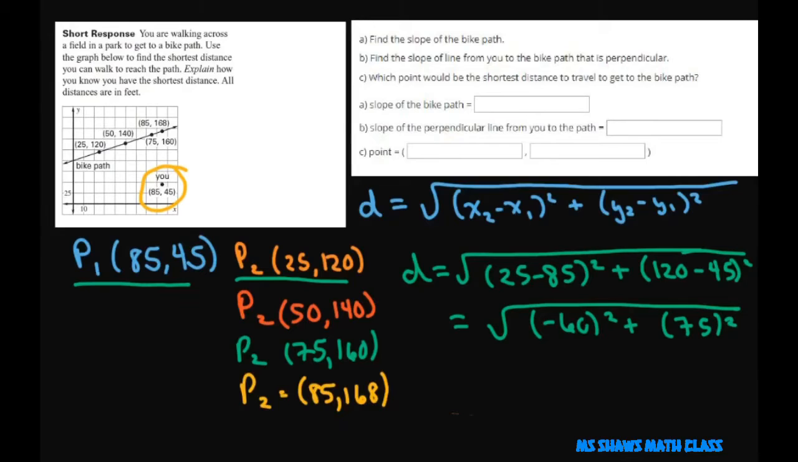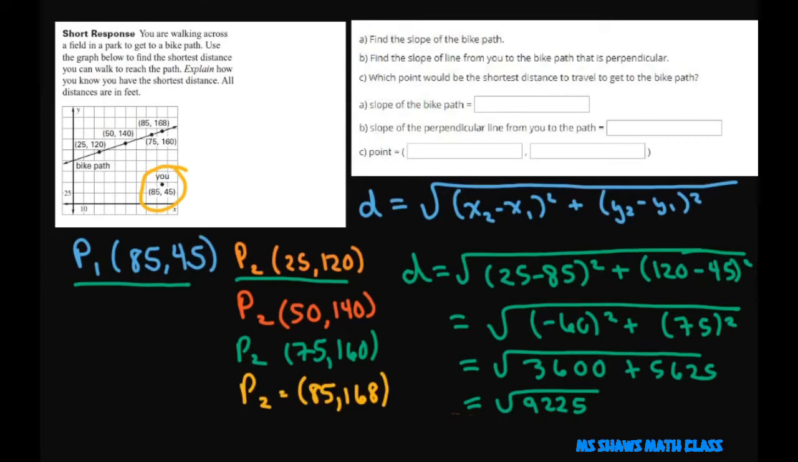All right, so this equals the square root of 3600, and 75 squared is 5625. So you add those together, 3600 plus 5625, and you get the square root of 9225. So that's the first one.